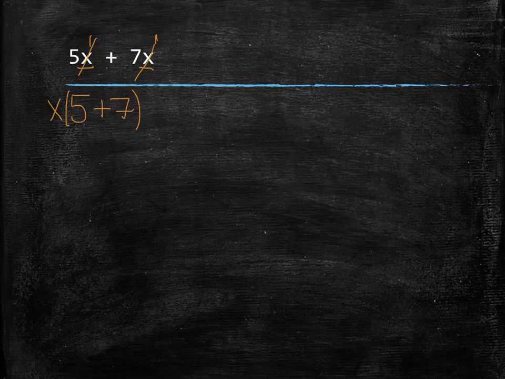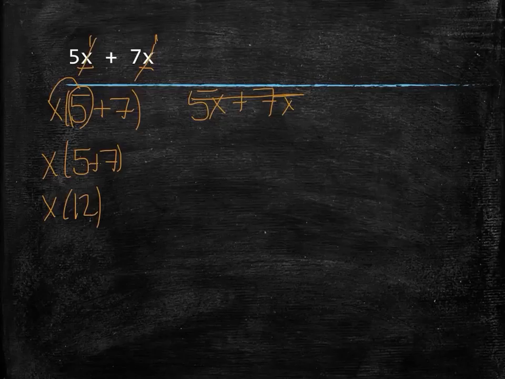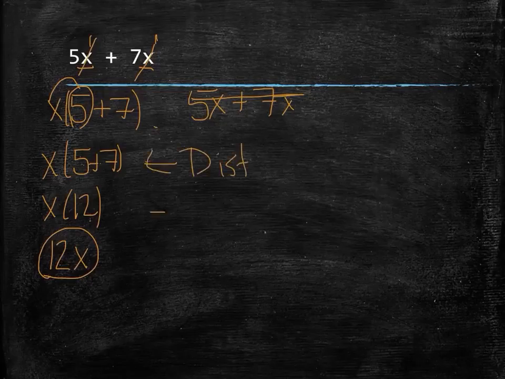You can see if we were to check this, and we went 5 times x, that's 5x plus 7x. So here, we've used the distributive property. Now we can combine, add 5 and 7 inside the parentheses. That's 12. Now we can use the commutative property to switch that back and get that coefficient in the front. So 5x plus 7x is equal to 12x. Here we used the distributive property, and here we used the commutative property.